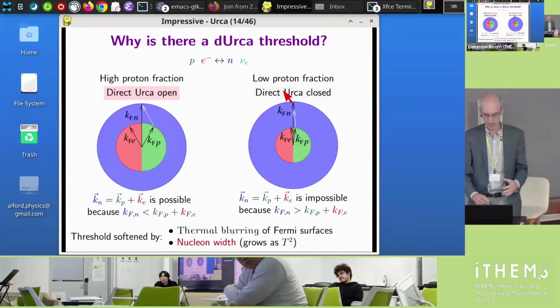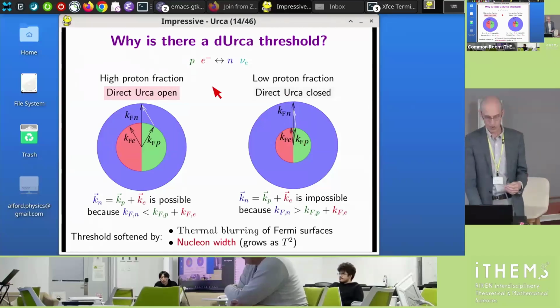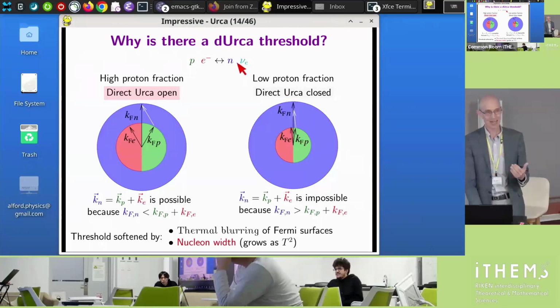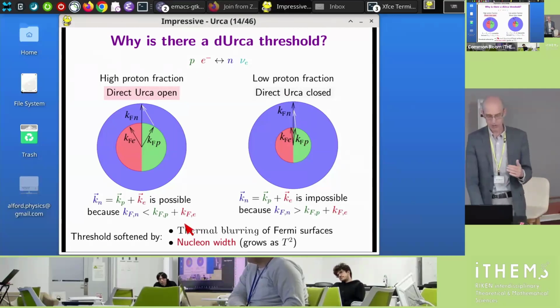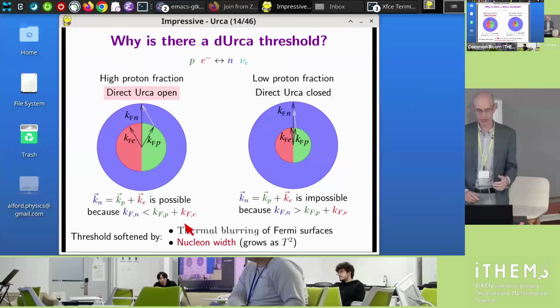It's when the proton fraction is too low, the proton and electron Fermi momenta are not big enough to allow the proton and electron to participate in this process. It's kinematically forbidden. You can't conserve energy and momentum. So now that the direct Urca process is not happening, you have to go to some alternative like a strong interaction correction. Now, this threshold, this sudden cutting off of direct Urca, is softened by various things.